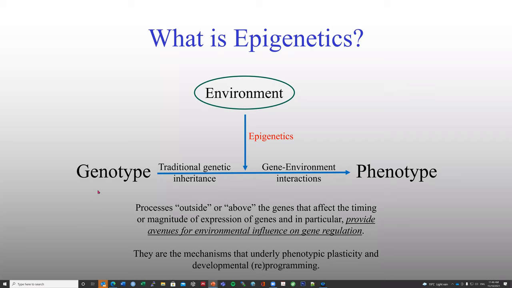So we've got the genotype, the traditional genetic inheritance, which is influencing the phenotype, but then you've got the environment coming in, and it's these gene-environment interactions that occur through epigenetic processes, that is, processes that occur above and beyond the traditional genetic inheritance processes that lead to the phenotype. So basically, epigenetics is referring to the mechanisms by which environment comes to bear to determine the phenotype. So they're the mechanisms that underlie phenotypic plasticity and developmental programming or reprogramming.